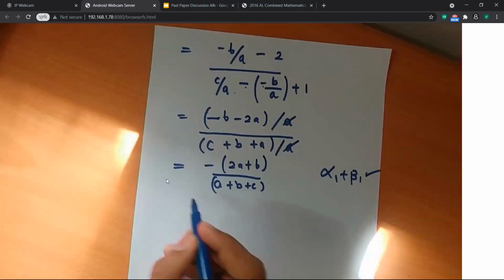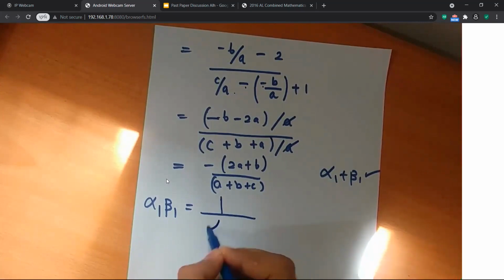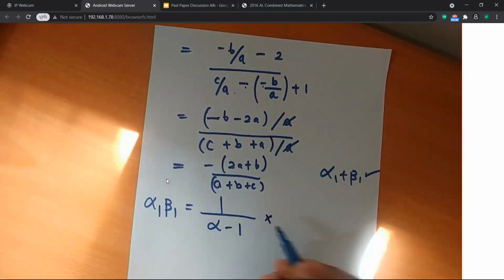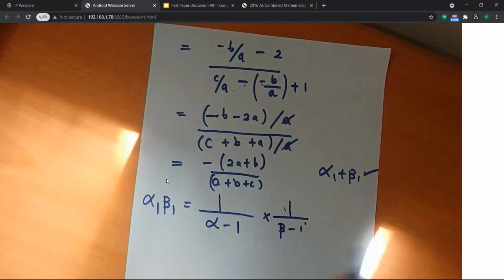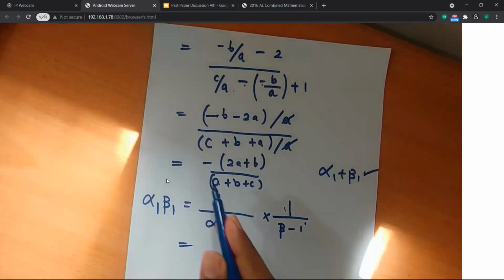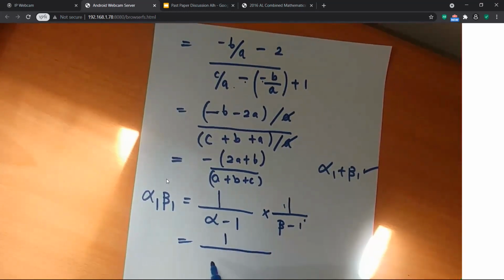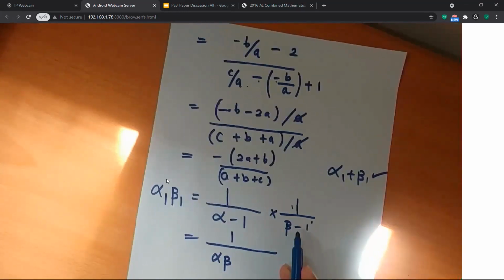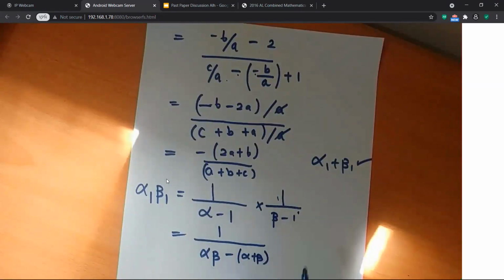So the next thing we need is alpha 1 beta 1. That is the multiplication. What is alpha 1? 1 over alpha minus 1, multiplied by beta 1, which is 1 over beta minus 1. So similar to what we did before. Now 1 is 1 itself on top. Alpha minus 1 into beta minus 1. We did this before as well. Alpha into beta, alpha beta, alpha into minus 1, minus alpha, beta into minus 1, minus beta. If you take the minus 1 out, it's minus alpha plus beta, minus into minus plus, 1 into 1, 1.